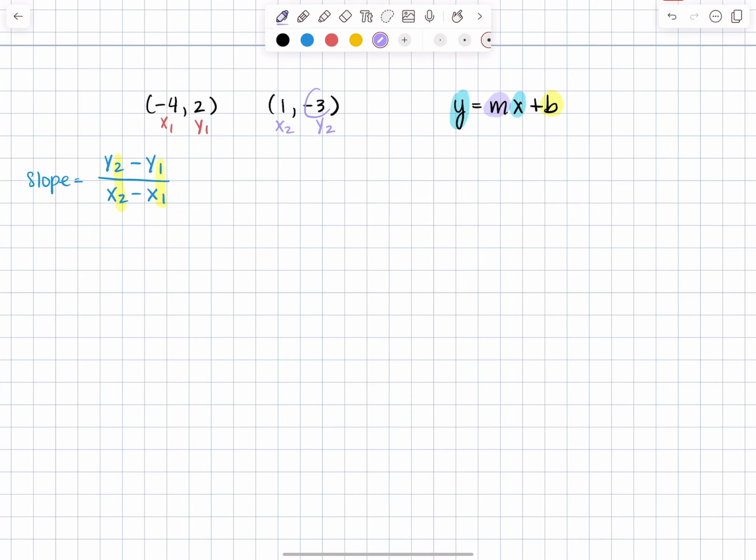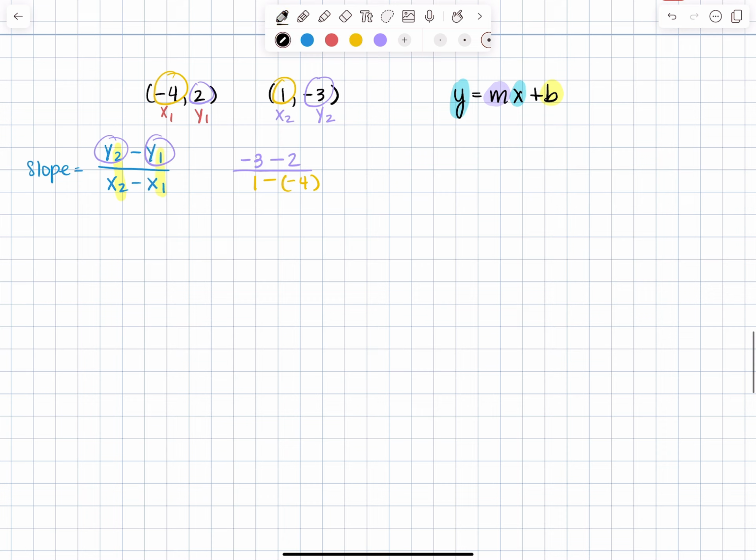All we're going to do is plug in. So we have negative 3, y2, minus y1, so y1 is 2, so minus 2, over 1 for x2, minus negative 4. Use parentheses if you have to. Don't just write minus 4 because there's already a negative. Negative 4 is not the same as 4. So we're going to use parentheses and say negative 4. Okay, then you solve this.